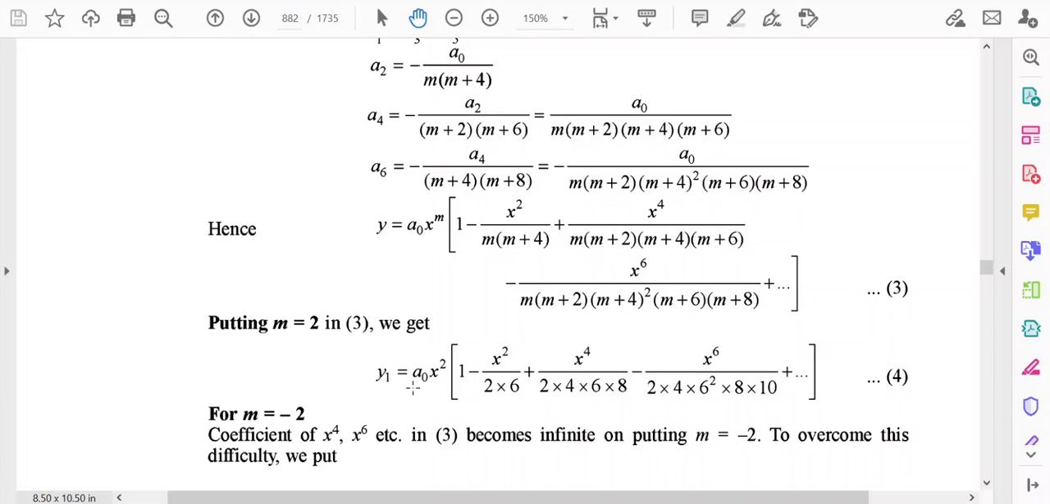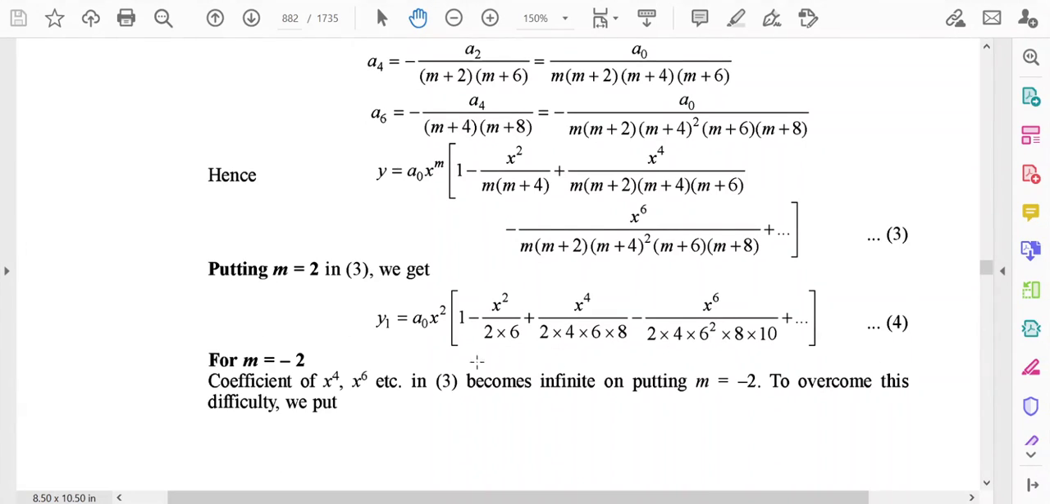So y1 will be a0 x square, and you have to put 2 in place of m in the third bracket. So you will obtain y1 is equal to this one. So equation 4 will be the first solution. And to obtain the second solution, you have to follow a particular step.